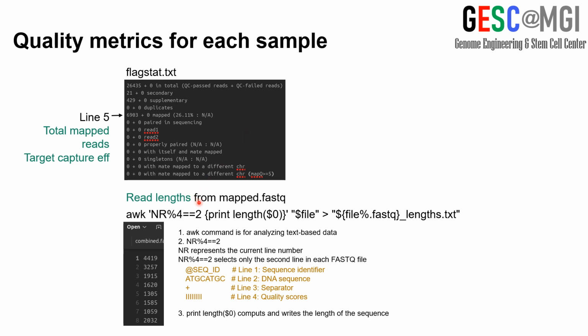For read lengths, we are using the mapped FASTQ, and we're using a very simple command line that essentially just analyzes text-based data. And we're grabbing the DNA sequence from each identifier and counting the number of bases that are present along each of the mapped reads so that we have an output file that tells us the sequence length for each of the mapped reads, and that is what we use to plot for each one of the samples to give us a distribution of the length as we change protocols, try different methods to enrich for larger and larger read lengths.